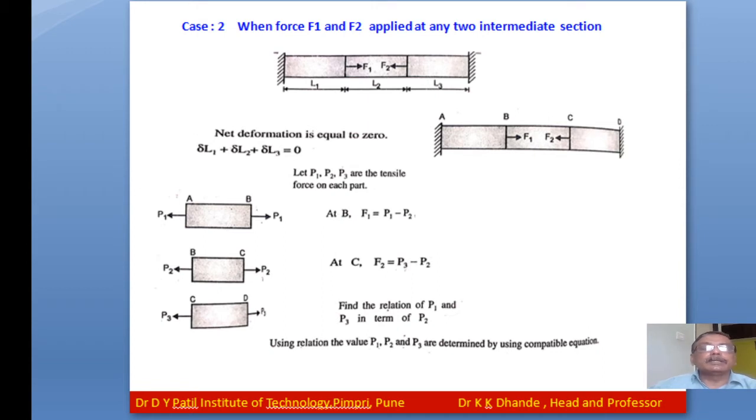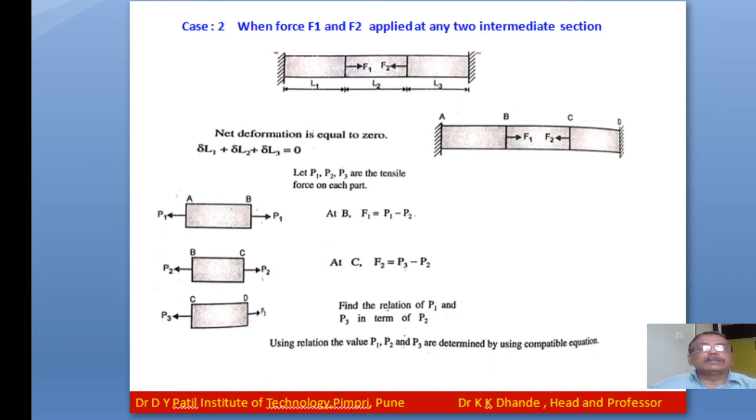Simultaneously consider the section BC. In that section BC, force P2 is also acting in tensile manner. Now here F1 acts in the right hand side direction. So if we have to calculate this value in terms of P2, we may say that P1 should be greater than P2. So P1 minus P2, because we are assuming P1 will be greater than P2. So here we can write the equation P1 minus P2, and at that time you will get F1.